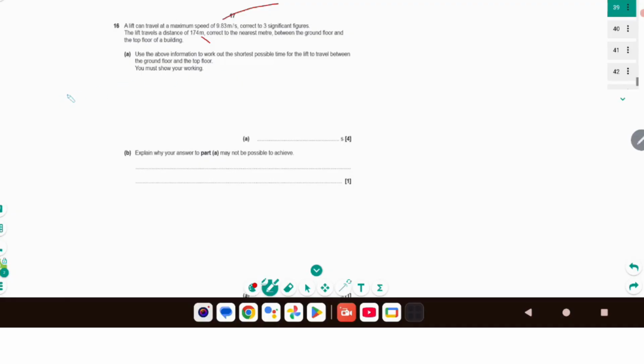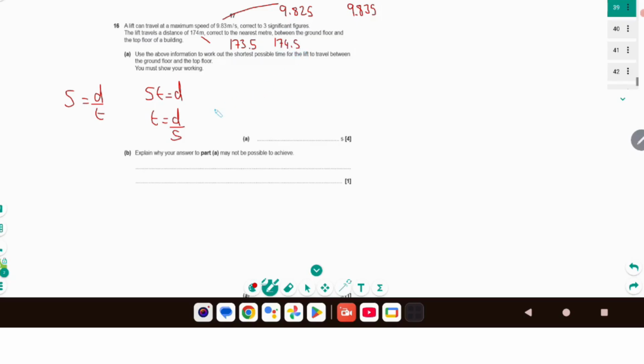And so we know speed is distance over time. We want to work out the shortest possible time, so we need to make t the subject by multiplying both sides by t and then dividing both sides by s. So time is distance over speed. I'm just going to get my upper bounds and lower bounds. My lower bound here would be 9.825 and your upper bound would be 9.835. Your lower bound and upper bound for 174 would be 173.5 and 174.5.